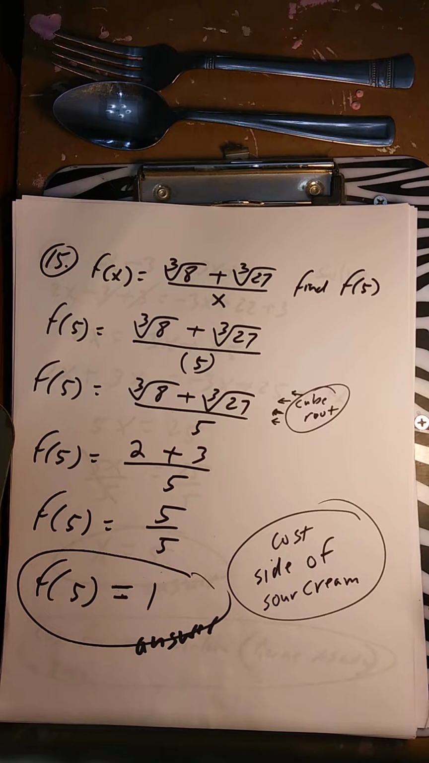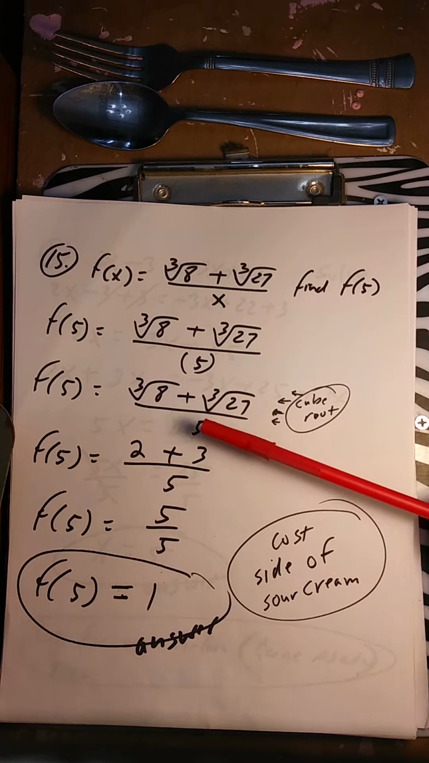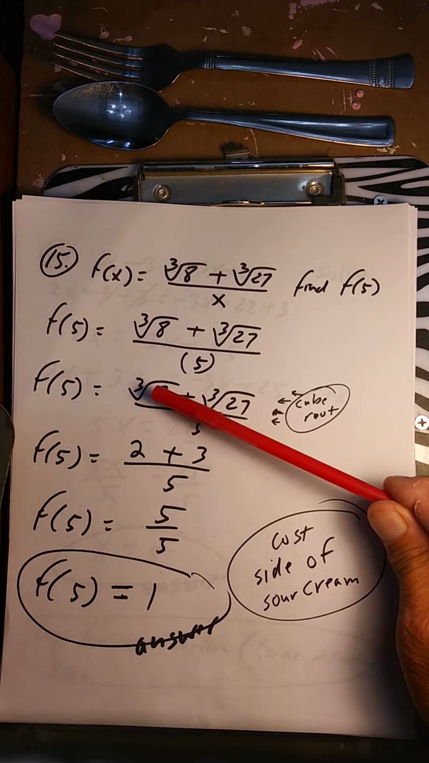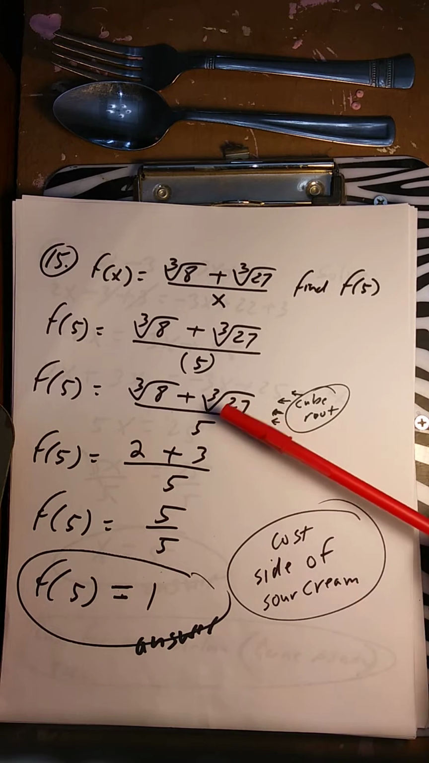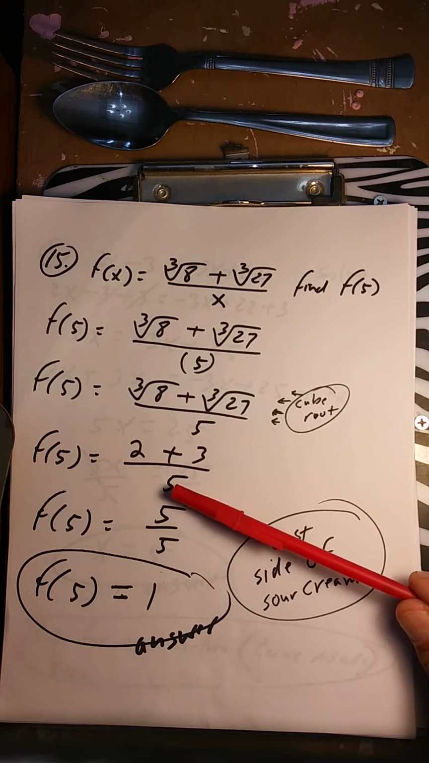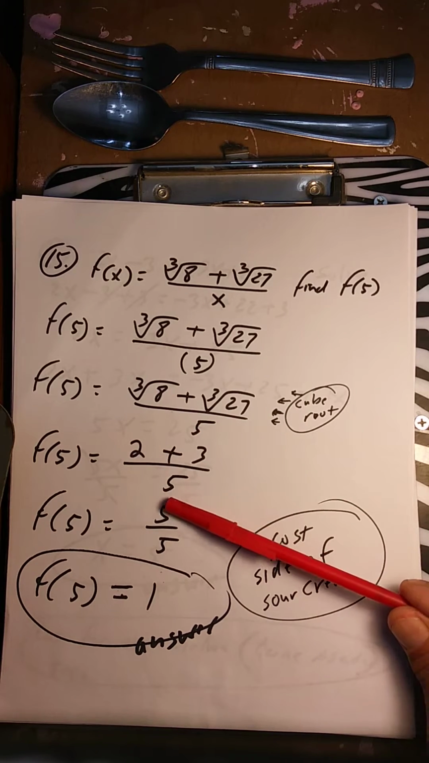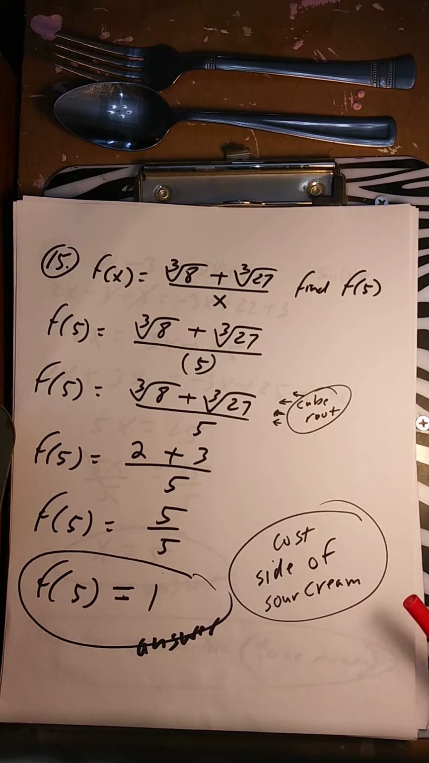This one. Cube root of 8 plus cube root of 27. F of 5 means there's an x right here. Put a 5 there. Now let's keep working it. Well, cube root of this means what number times itself 3 times gives this? So 2 times 2 is 4, times 2 is 8. So it's 2. 3 times 3 is 9, times 3 is 27. Yes. So 2 plus 3 on top, numerator. So we have 5 over 5. 5 divided by 5 is 1. So that's like the cost of a side of sour cream.